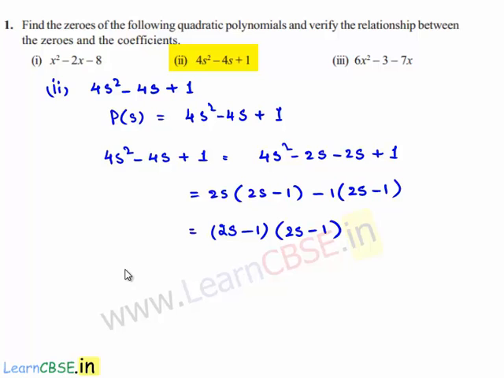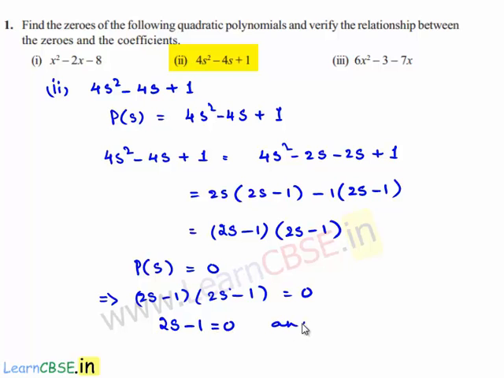So in order to find the zeros of the polynomial, we need to equate the polynomial to 0. We will be getting (2s - 1)(2s - 1) is equal to 0. So we can write 2s - 1 is equal to 0 and 2s - 1 is equal to 0. Transposing -1 to the right hand side, we will be getting 2s is equal to 1, and in the similar manner here also we will be getting 2s is equal to 1.